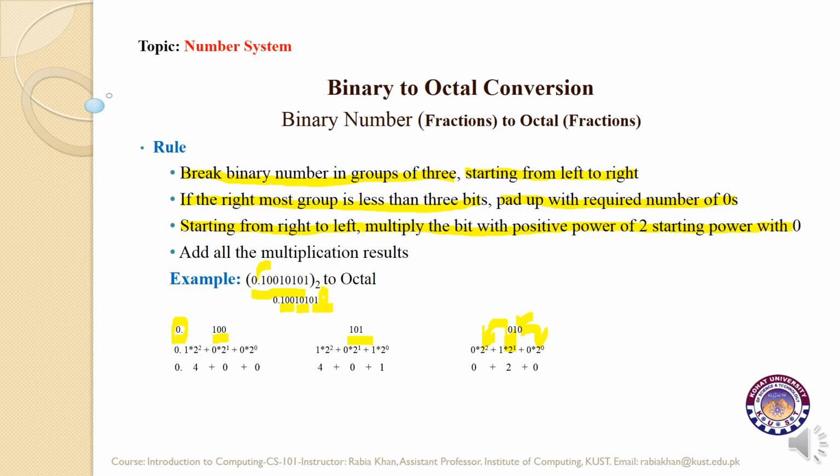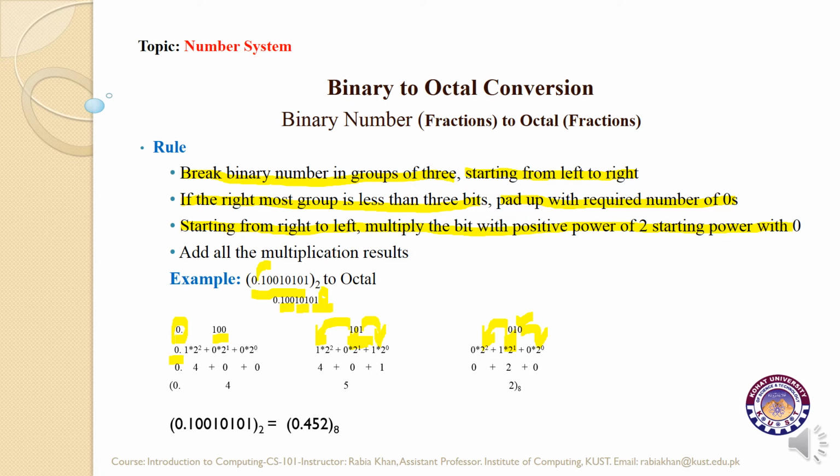Next number is 101. First 1 is multiplied by 2 to the power 0. Next is 0, multiplied by 2 to the power 1, and the last bit is 1, multiplied by 2 to the power 2. Similarly we do for the last group. The point remains the same at its place. So after multiplication we get this answer. The group bits are then added up, and this is the required answer.